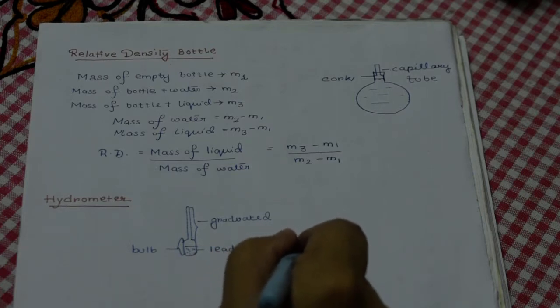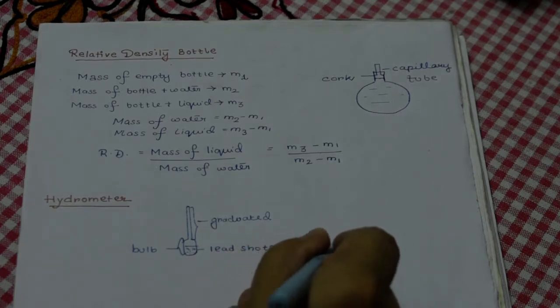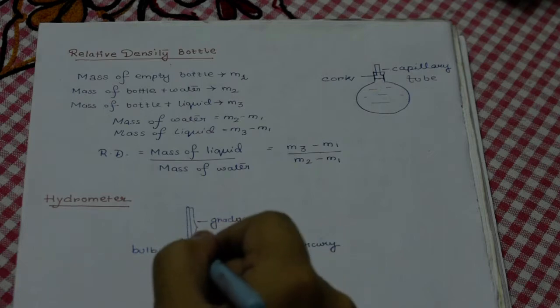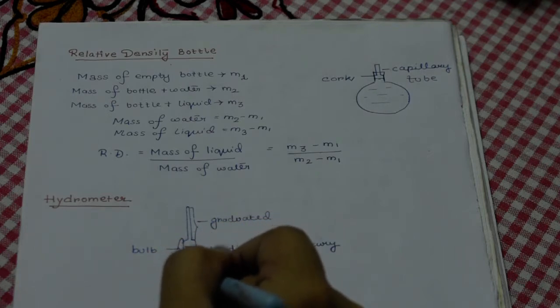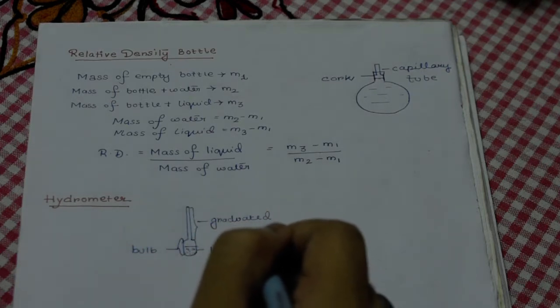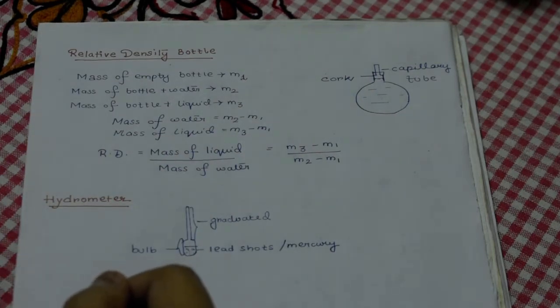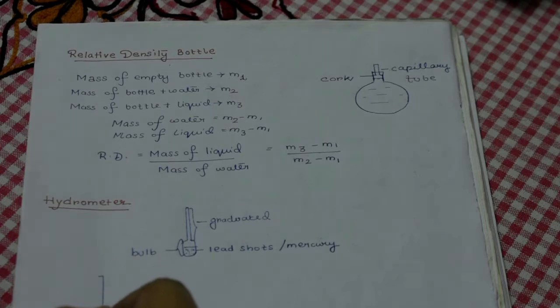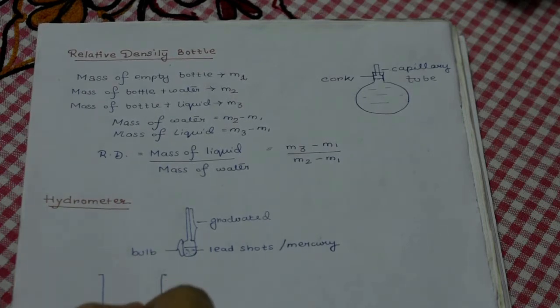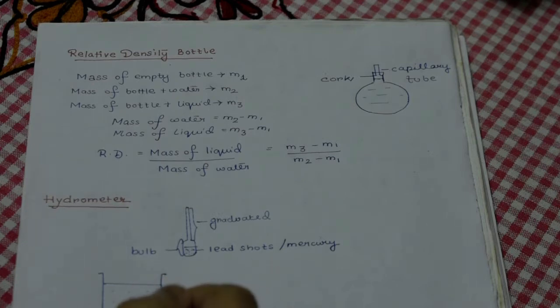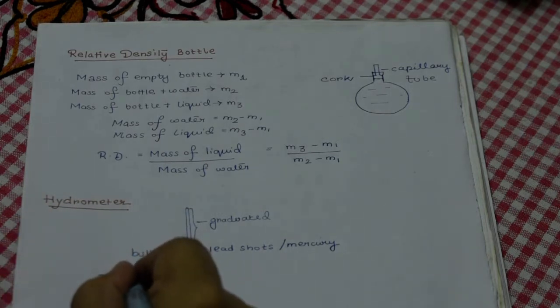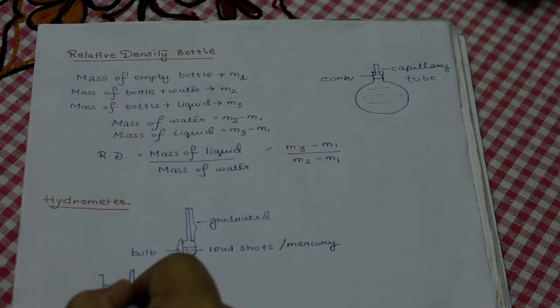At times mercury is also used. The function of the lead shots or mercury is to make this heavy so that it can be used for taking readings. Now how is the reading taken? Suppose we want to find out the relative density of a substance. We take a jar and fill it with the substance whose relative density we are trying to measure, and then we insert this hydrometer into the jar.